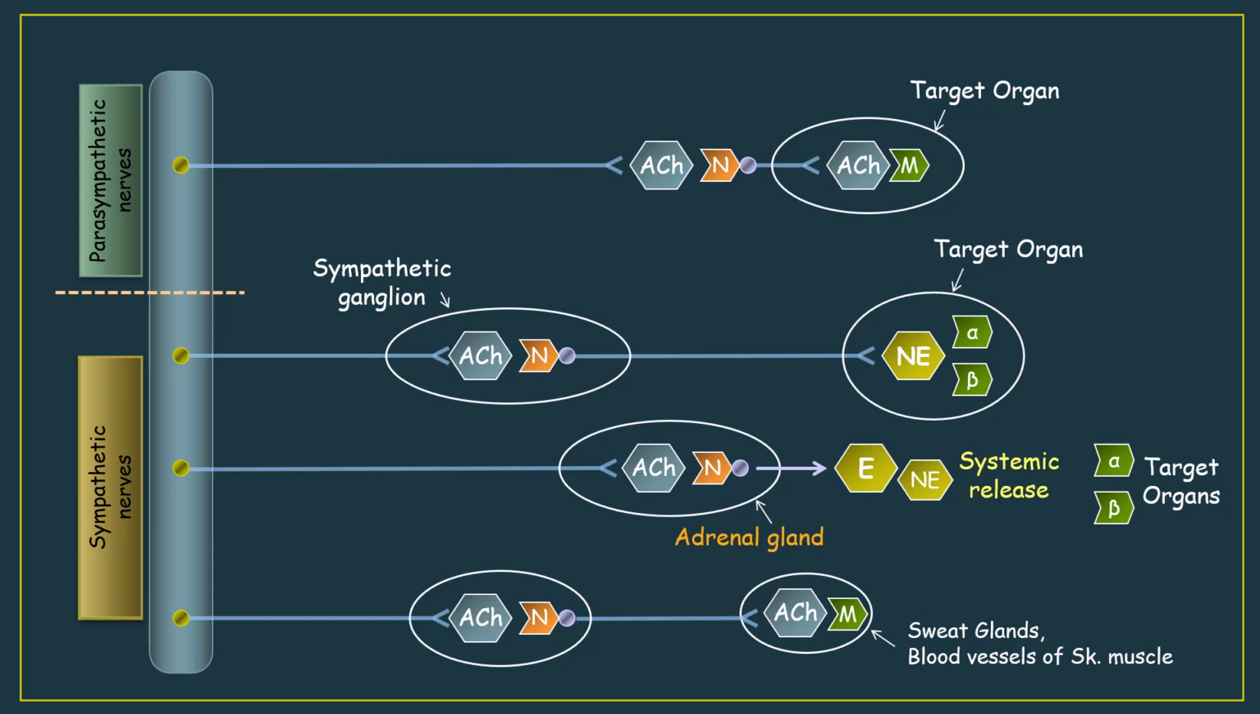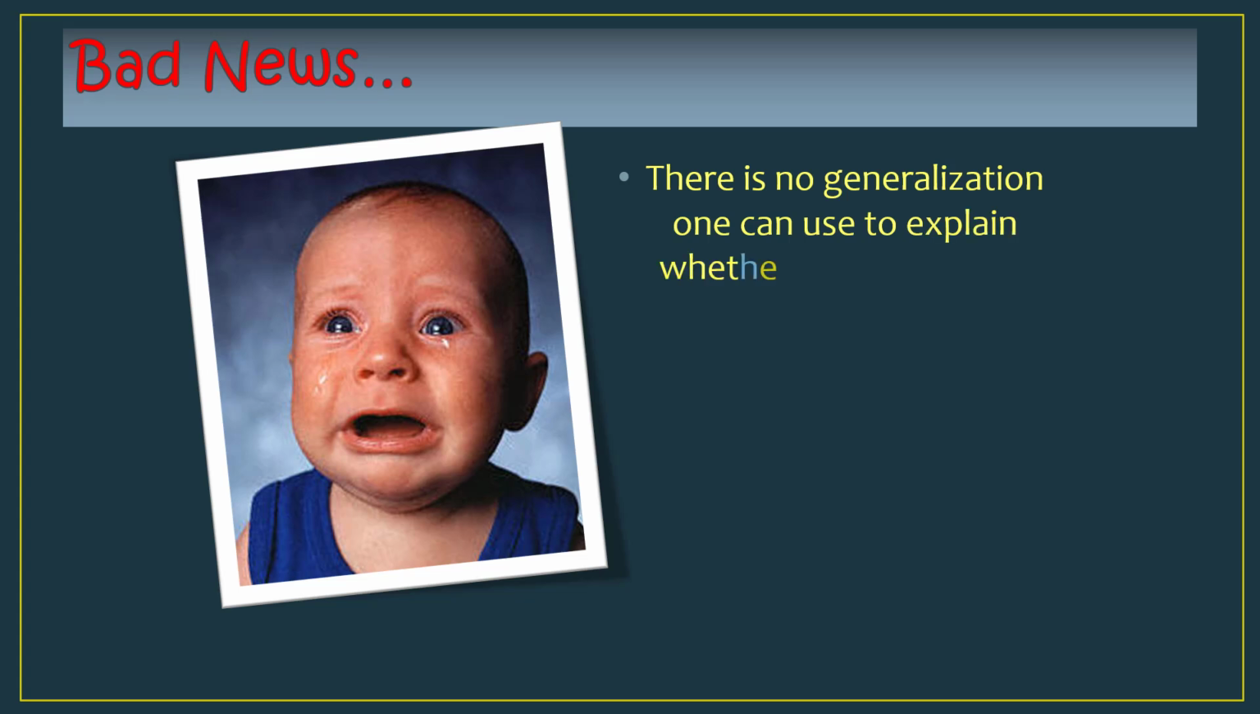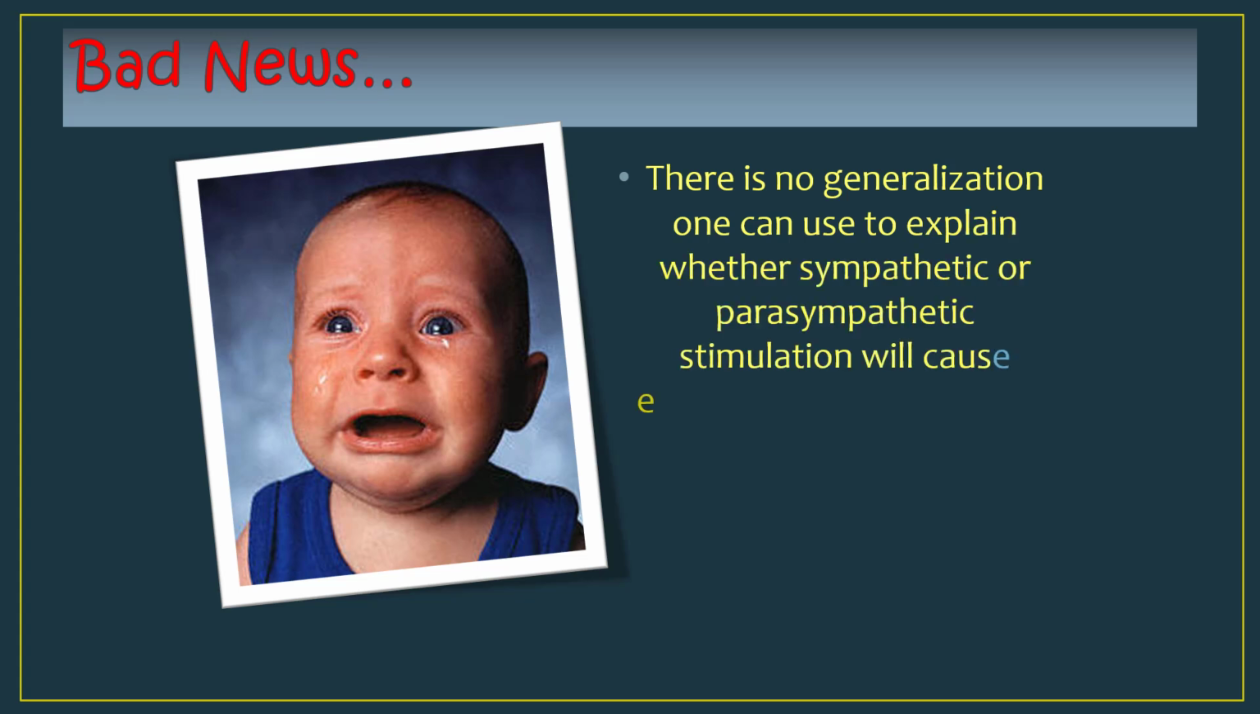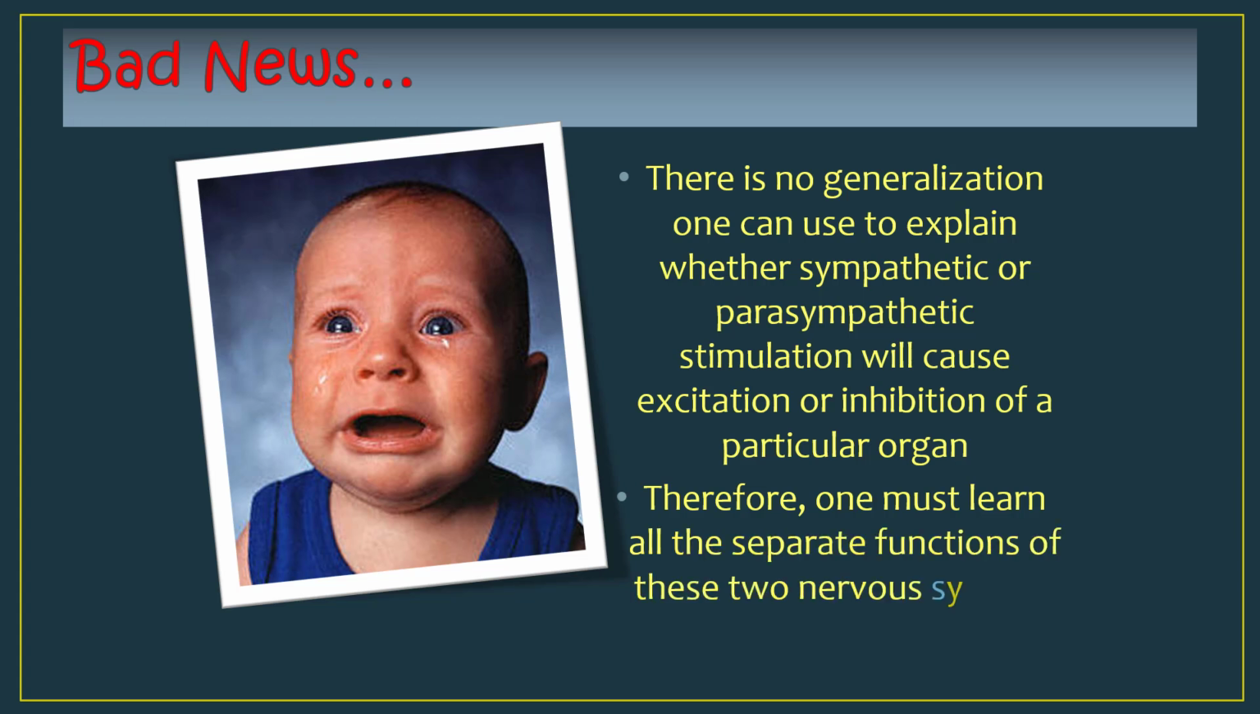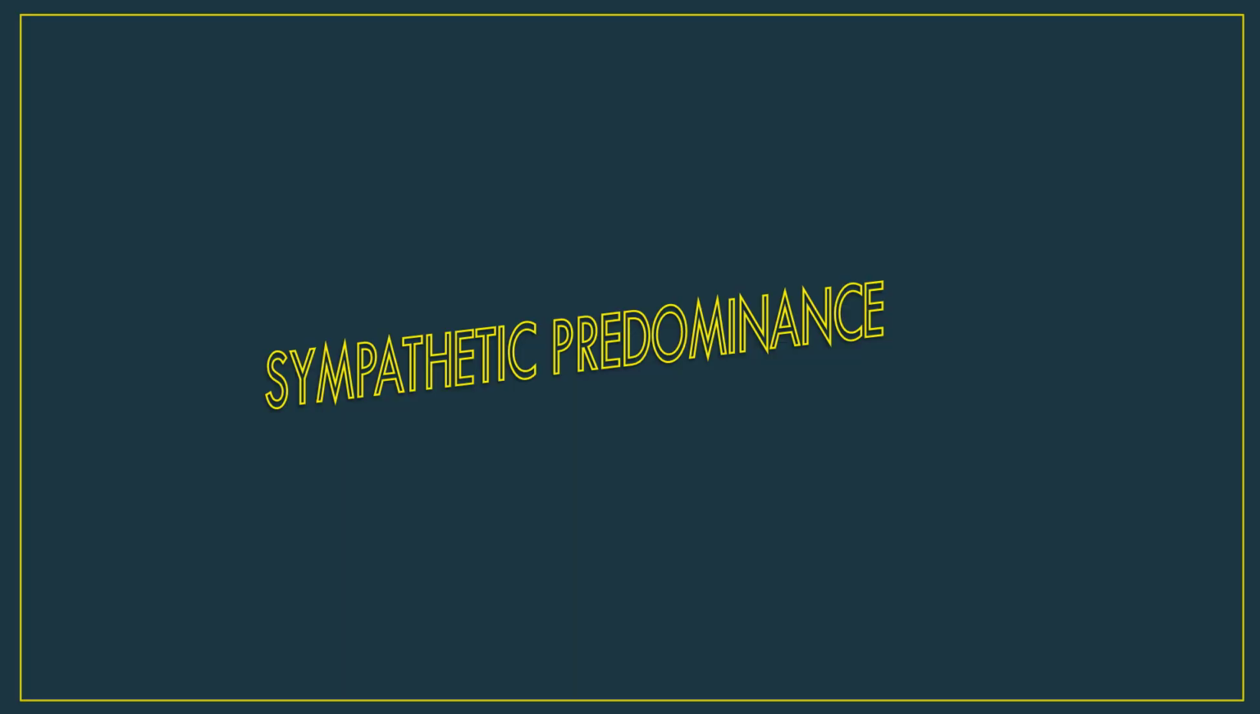Now this brings me to share with you a bad news. So basically, there is no generalization one can use to explain whether sympathetic or parasympathetic stimulation will cause excitation or inhibition of a particular organ. Therefore, you must learn all the separate functions of these two nervous systems on each and every organ. However, there are certain generalizations that we can draw.